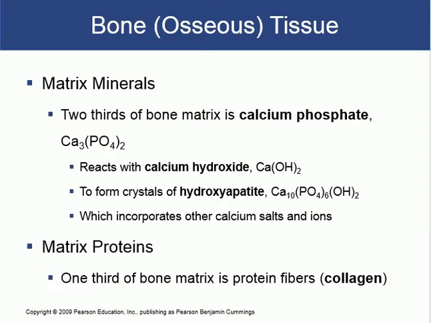Calcium phosphate, specifically. And calcium phosphate will react with another one, which is the calcium hydroxide, to make crystals of hydroxyapatite. Don't worry much about the formula. Just remember, calcium phosphate is the main one. It reacts with calcium hydroxide to make hydroxyapatite, and this is the main form of calcium salts. It's calcium salts and ions. And then the collagen fibers are the other third. Okay, so this is the structure of the bone.